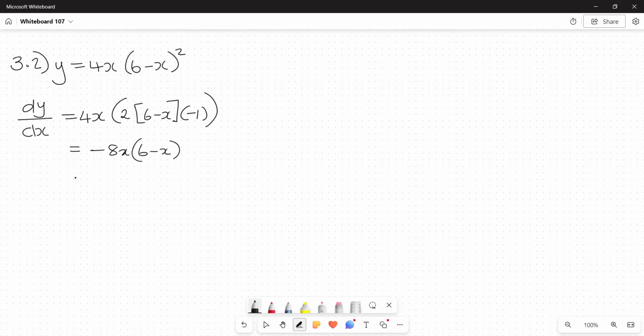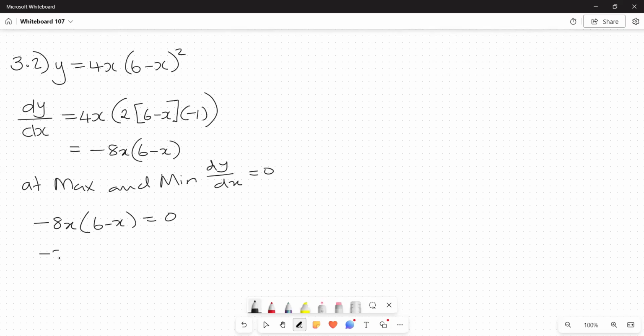All right, then we know that at the maximum and the minimum, the first derivative is equal to 0. So we have minus 8x, 6 minus x, this is equal to 0. So this means minus 8x is equal to 0, or 6 minus x is equal to 0. So here x is 0, and here x is equal to 6.